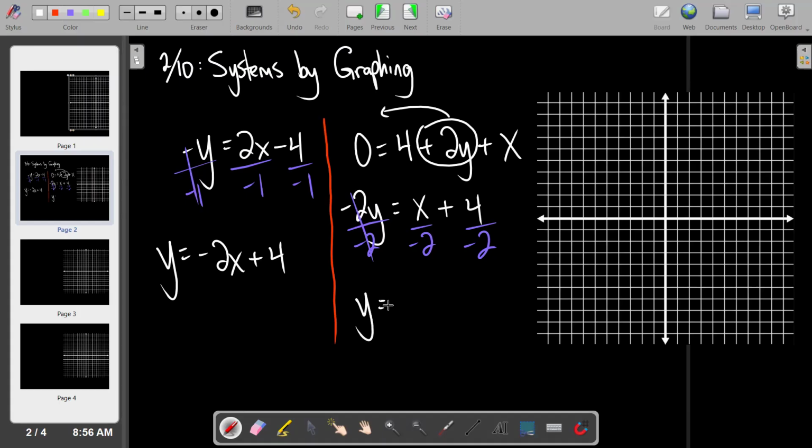So we have y equals. Here we go. Don't say -2x. What's my x term going to be? Correct. So it is -1 over 2 x, 1/2 of x. And then what's the y-intercept going to be? -2. So just -2.